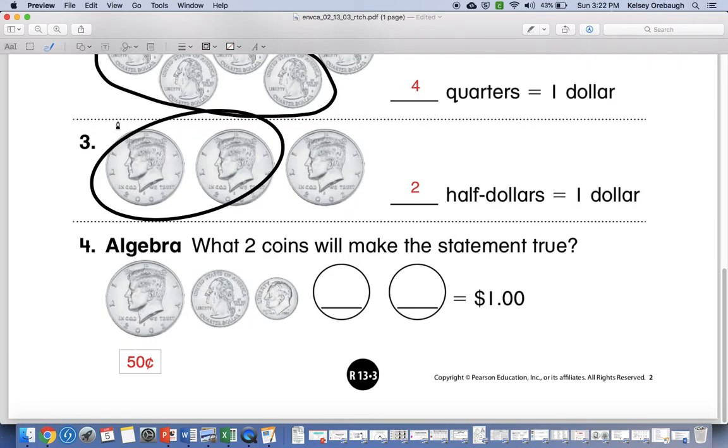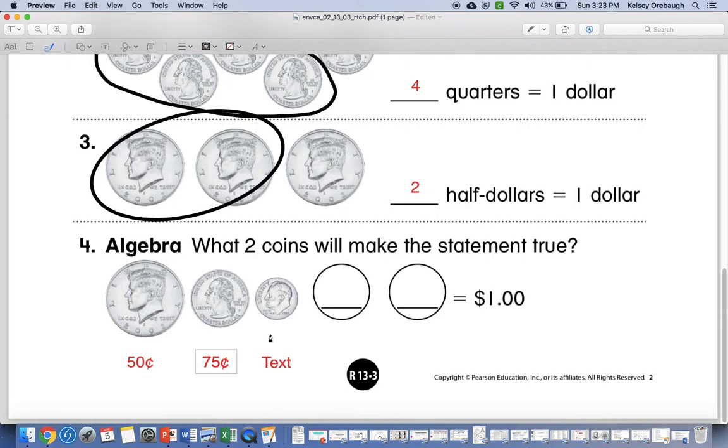So let's think, if I add 50 plus 25, we'll give you a second to do the math. What are we going to have? What is 50 plus 25? What's a half dollar plus a quarter? That will be 75 cents in all. 50 plus 25 is 75. And if you need to stack, that's totally fine.